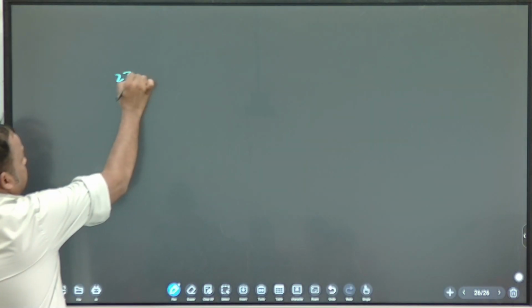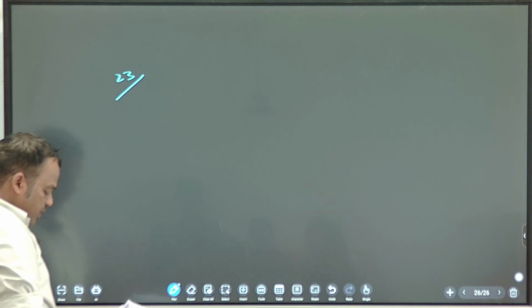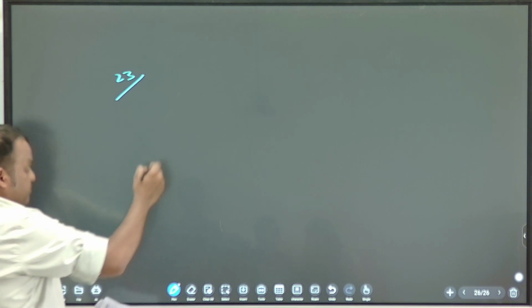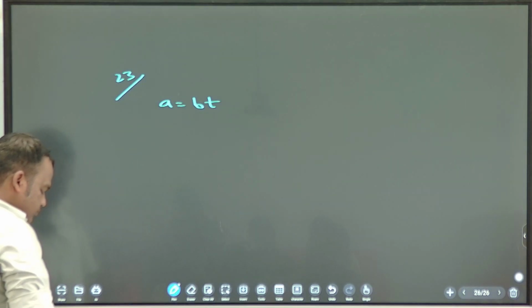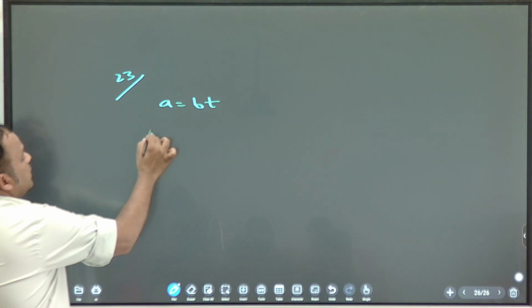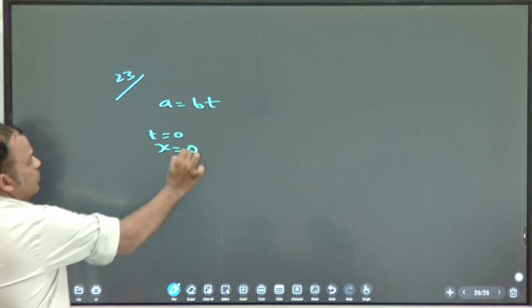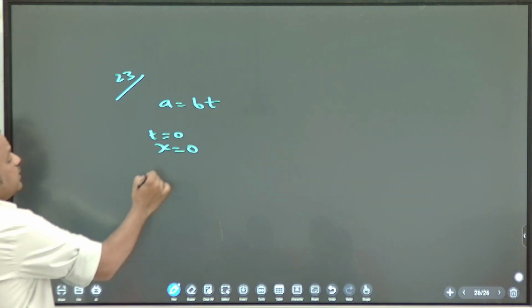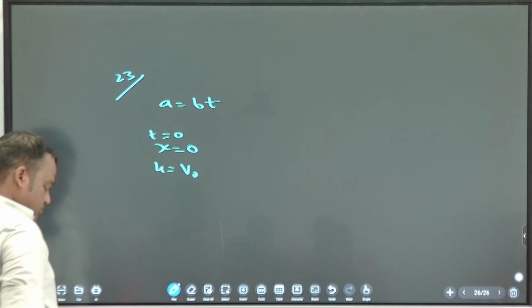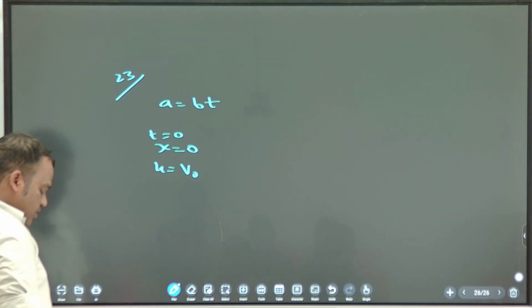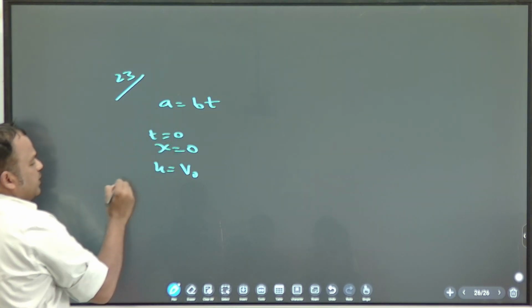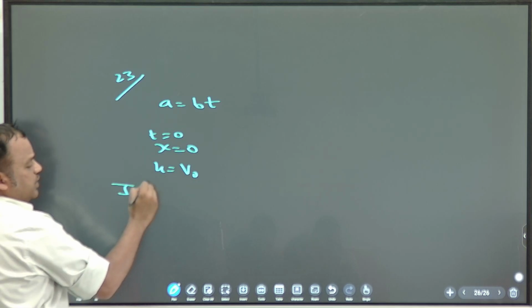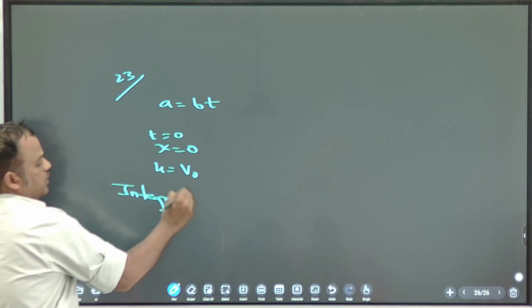Now 23. Acceleration of particle increasing linearly with time as bt. So acceleration is given bt. At t is equal to 0, what is x? Origin. And what is initial velocity? V naught. Distance traveled after time t. Okay, how will you solve? Integration you have to do or differentiation? Tell me. Integration or differentiation?